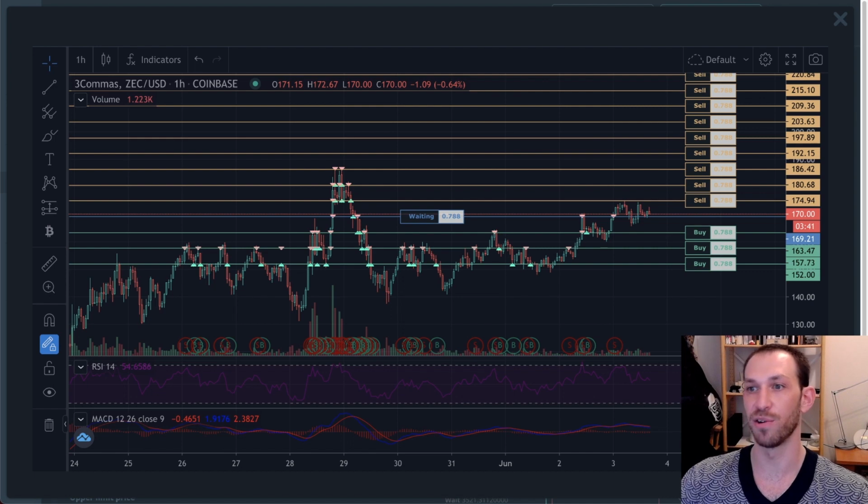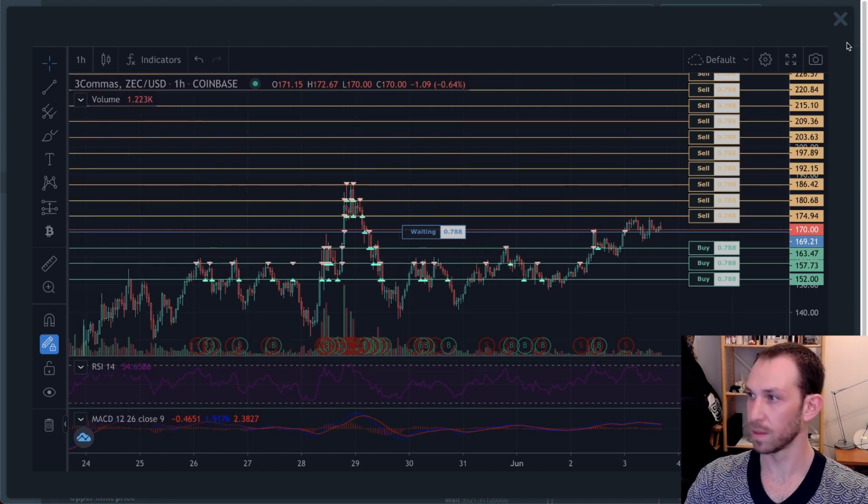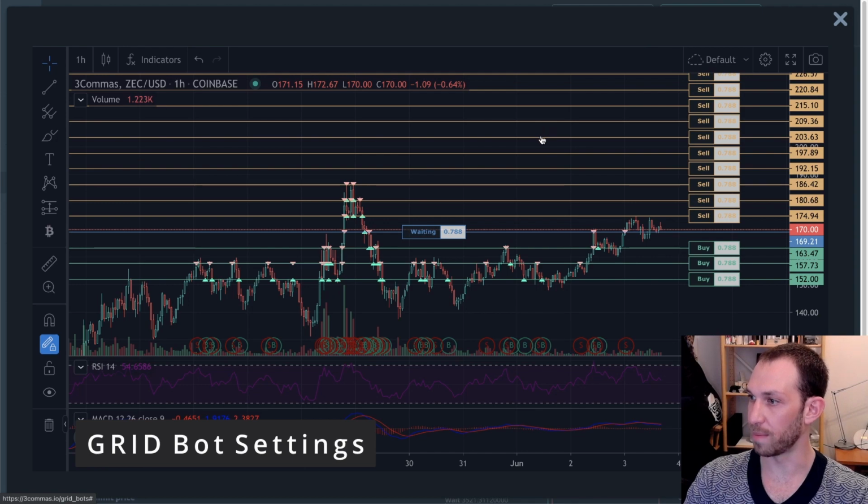The hope is that as the coin recovers, there will be enough volatility that I will actually get into profit before the price fully recovers to the point when I would have been able to close the DCA deal. Let's take a closer look at the GridBot settings and why I chose these specific parameters.